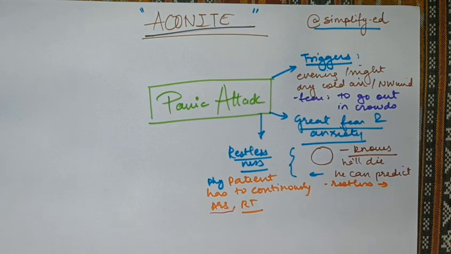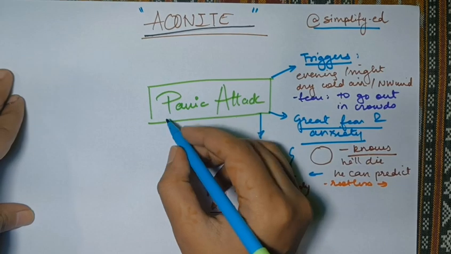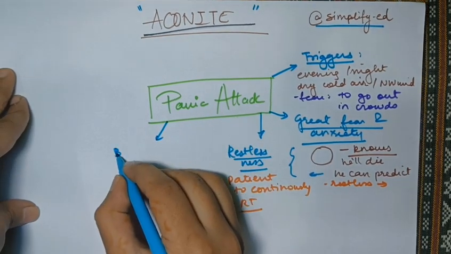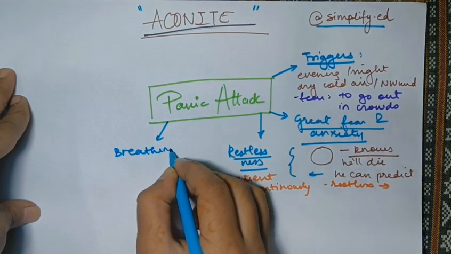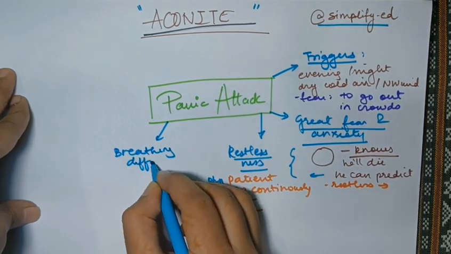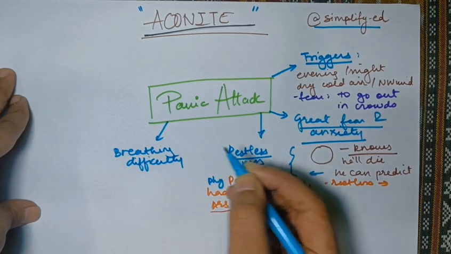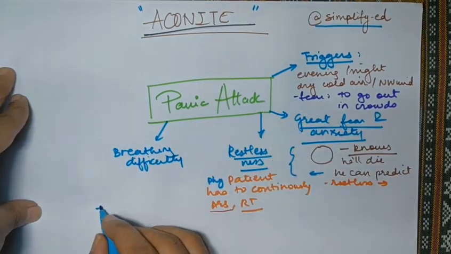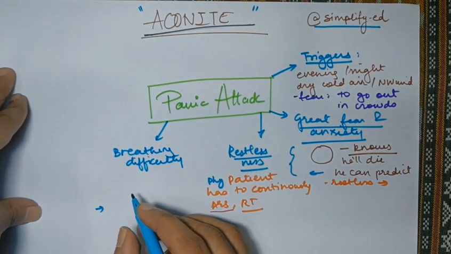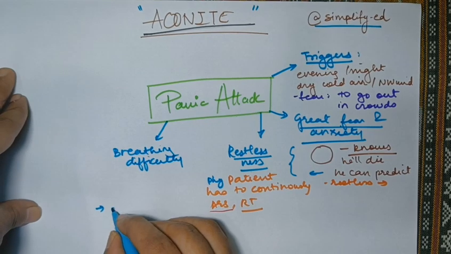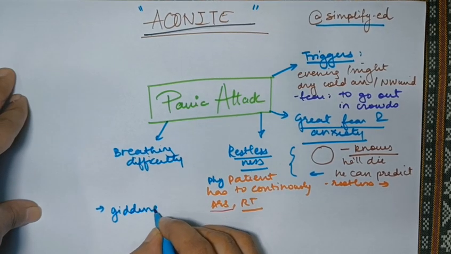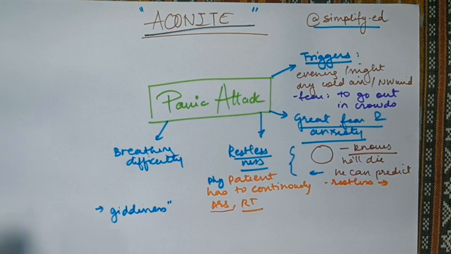What another thing we see in panic attacks is sometimes breathing difficulties or dyspnea. And something like giddiness, which is also seen in Aconite, might not be attributed to the anxiety and fear, but for remembering purpose we'll include it there.